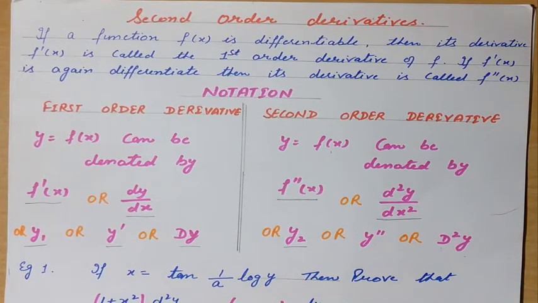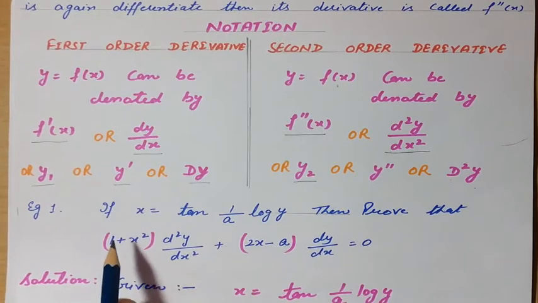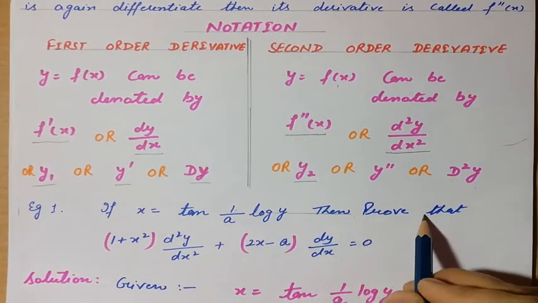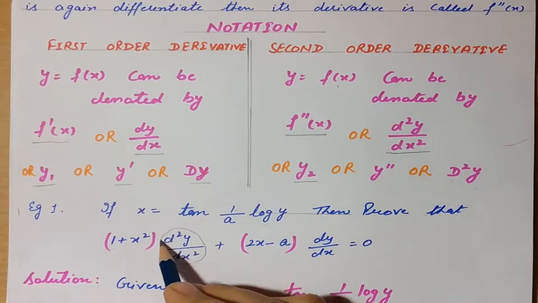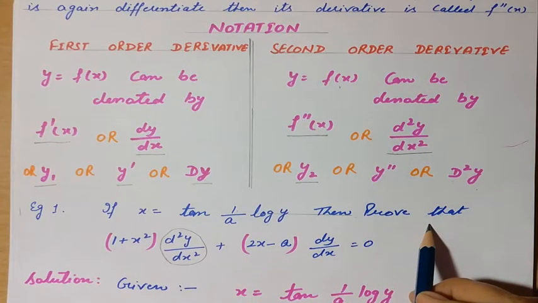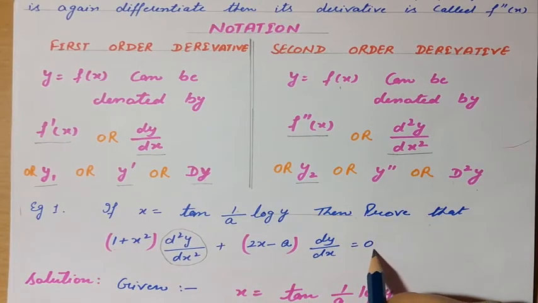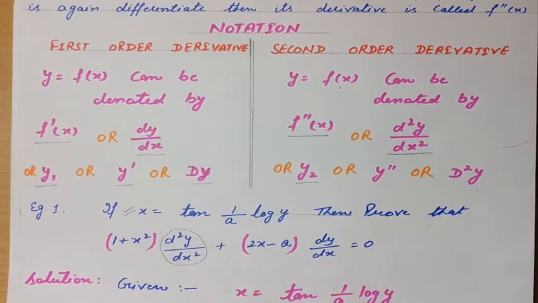Now I am taking a first example. If x = tan(1/a log y), then prove that (1 + x²) d²y/dx² + (2x − a) dy/dx = 0. This d²y/dx² gives a big hint that this question will be solved with the help of the second order derivative. Now we will start with the given statement, whatever function is given.